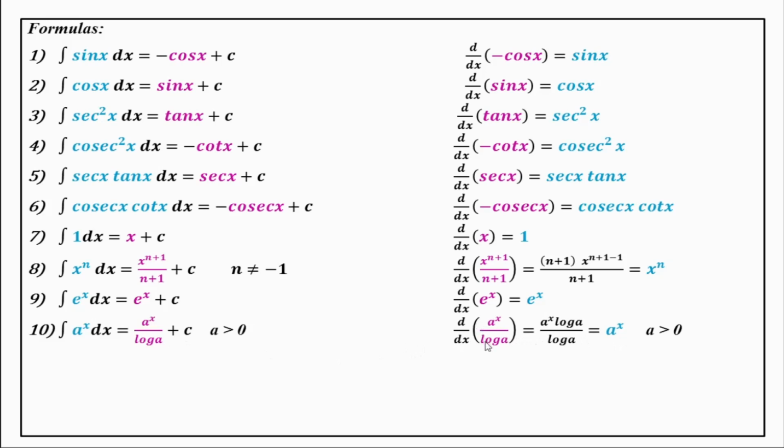Now let's see how differentiation of this gives a to power of x. You know 1 by log a is constant and differentiation of a to power of x is a to power of x into log a. So log a cancels and you get a to power of x.